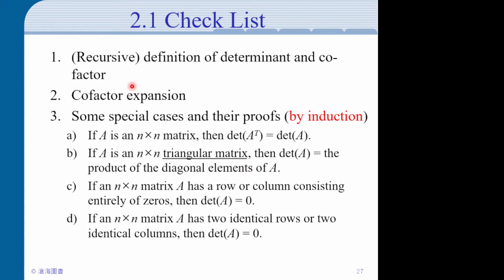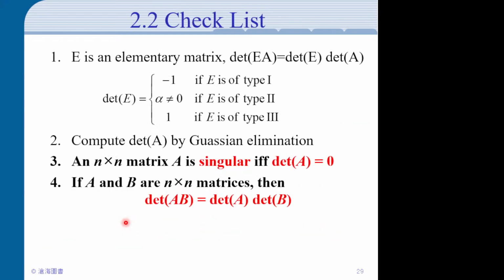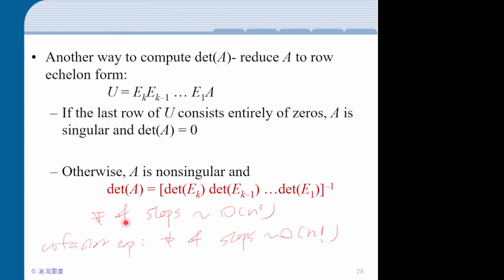And then we have some special cases. The determinant of A transpose equals the determinant of A. If the matrix is triangular, then the determinant is just the product of the diagonal. If you have a whole row or column that is all 0, the determinant is 0. And if two rows or columns are the same, the determinant equals 0. Okay. And this one we'll see a bit later.